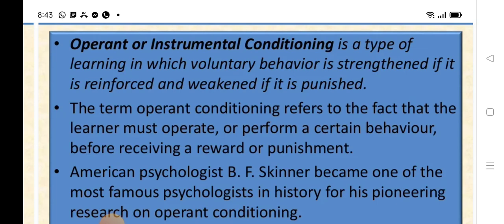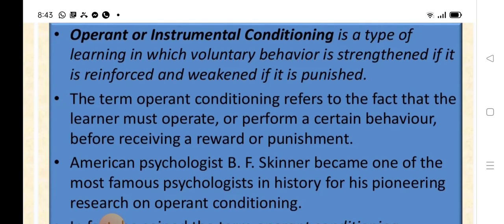It's referring to the fact that learners must operate or perform a certain behavior before receiving a reward or punishment. If you do your homework, I will give you this cookie. So I'm promising to give you something for your good behavior.